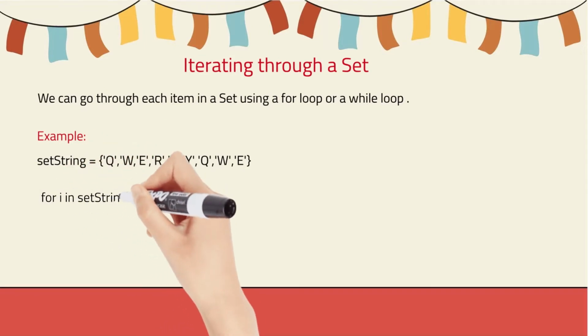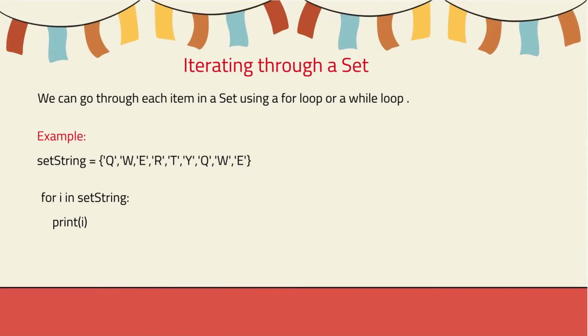For loop is used as for i in setString. This means i will hold all the values of the set. The print statement prints the values in the set one by one until the end of the loop.